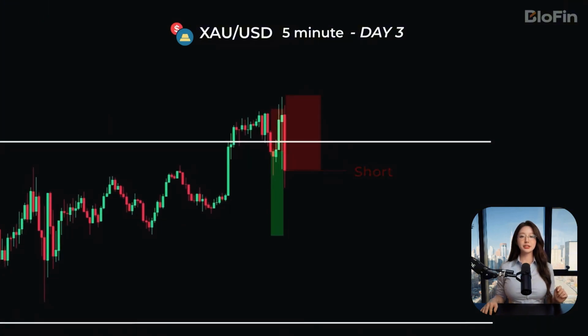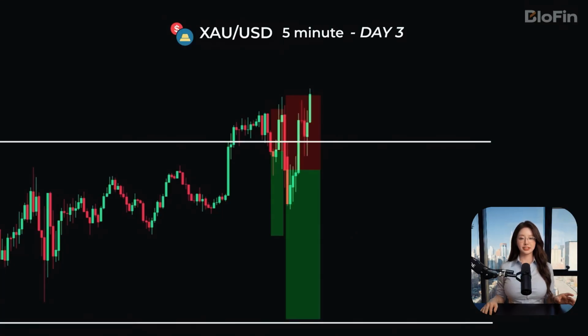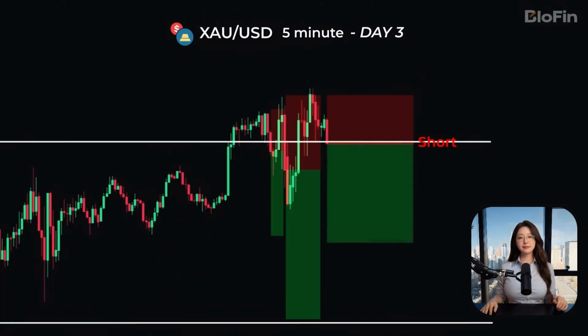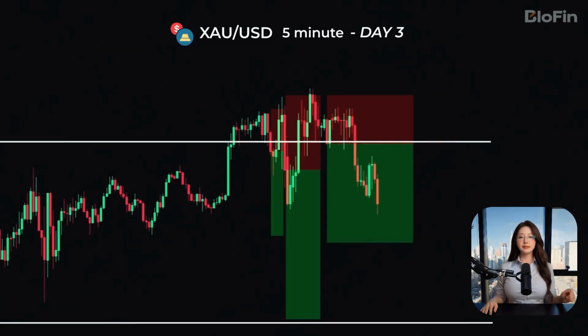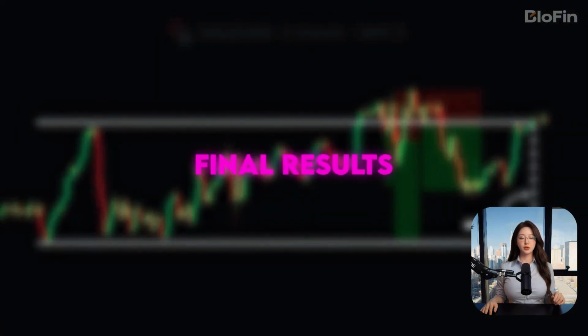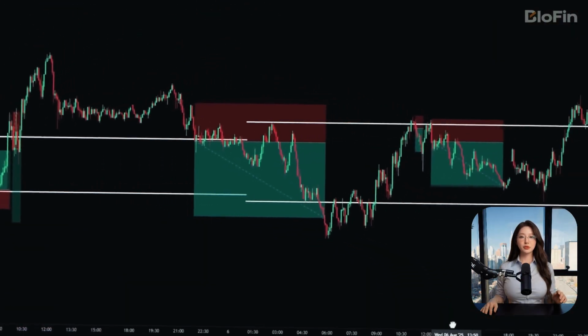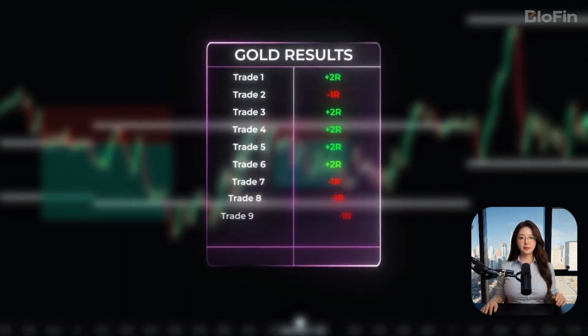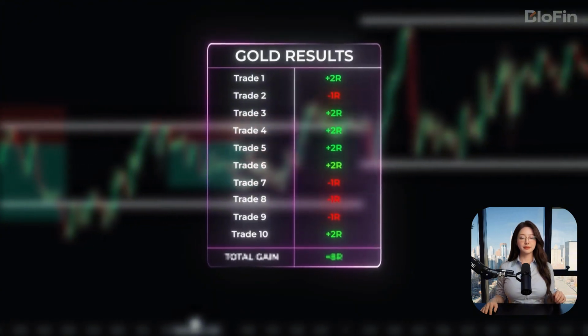But then price re-entered the range once more. So that's another short entry. We place a stop loss at the highs and take profit at 2 times risk. This time price hits the target, giving us a 2R gain. So that's the end of this range. Now let's see the final results. Out of 10 trades we took on gold, the strategy gave us 6 wins and 4 losses with a total of 8R gain. That equals a 60% win rate, which again are very solid returns.